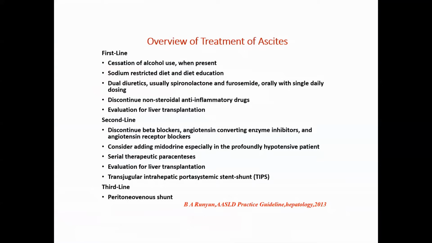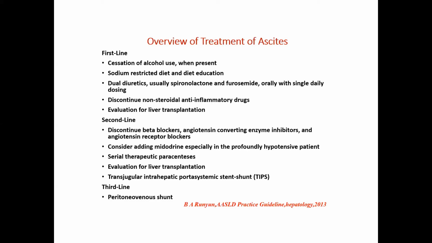The first line is usually the cessation of alcohol if these patients have alcohol as etiology. Sodium restriction and diet education is the most important. For dual diuretic use, although the standard of choice is spironolactone, for rapid control of ascites we use the combination of two, that is spironolactone and furosemide with a single daily dose, and discontinue if you are already giving NSAIDs. Evaluate these patients for liver transplant.